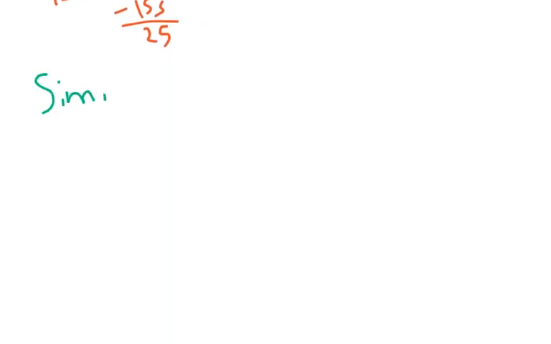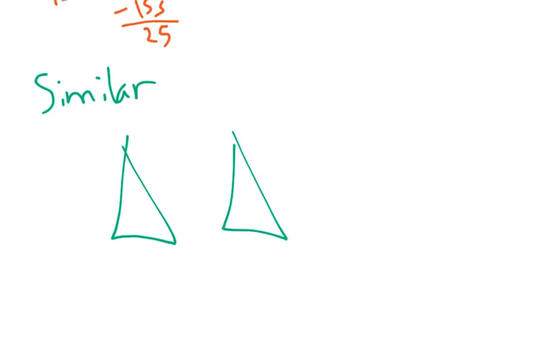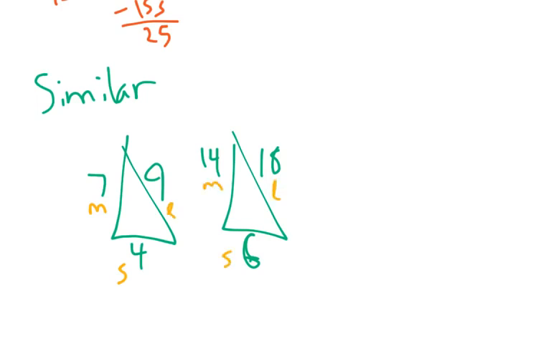Again, the question is, are they similar? And this time, we're going to go with side lengths. So 7, 9, and 4 for the first triangle, 14, 18, and 6 for the second triangle. What we're going to see here is we have to find the corresponding side lengths. By corresponding, I'm talking about the smallest, the medium, and the largest. The small, the medium, the large. When we set these proportions, we have to make sure they're all the same.